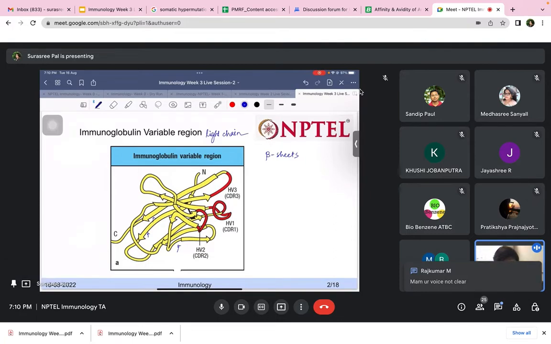Anybody else facing any problem from my audio? Is my audio clear?